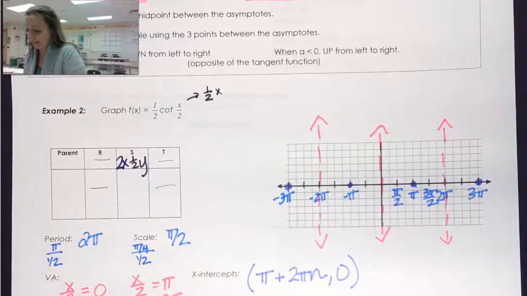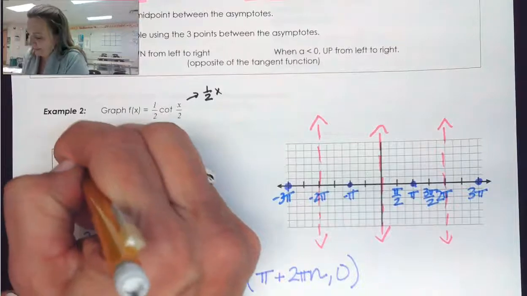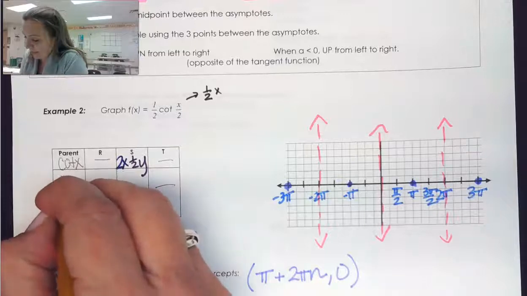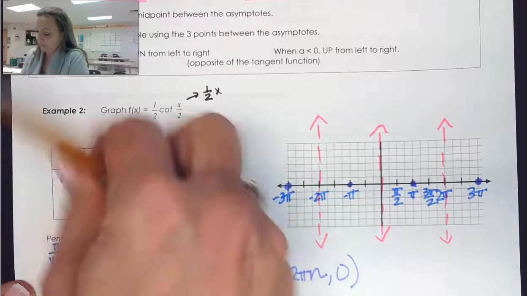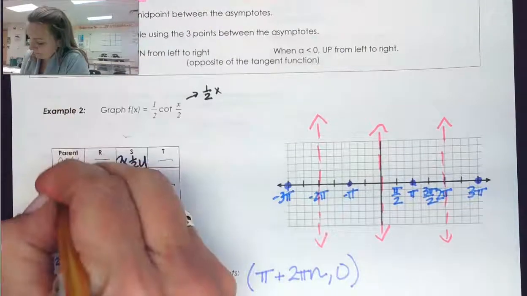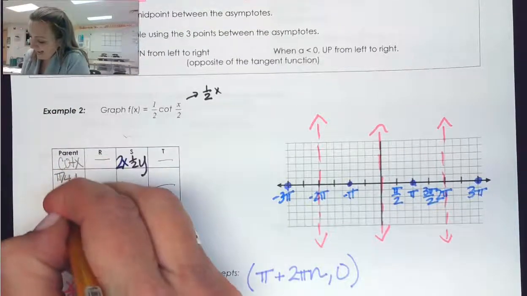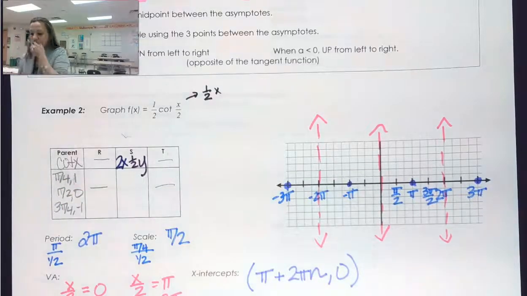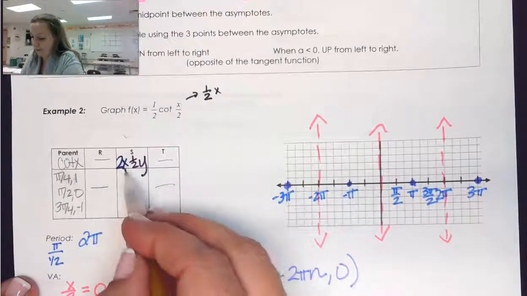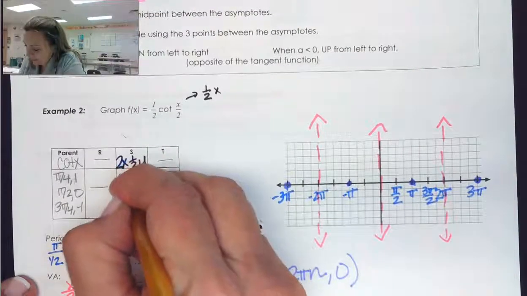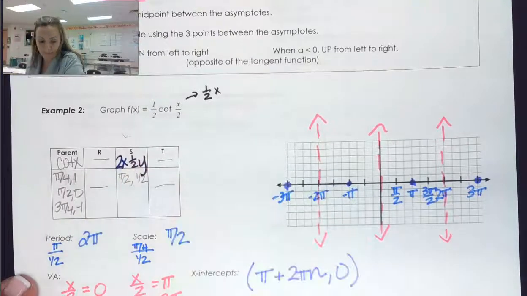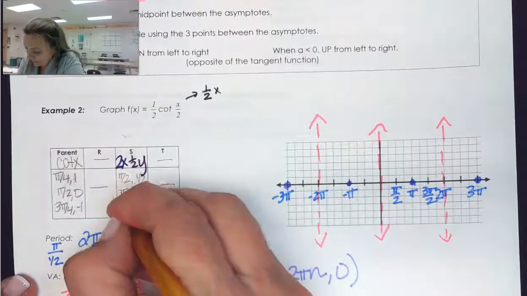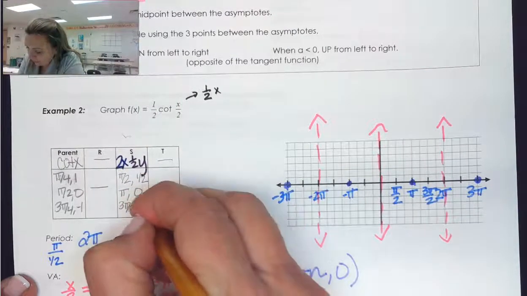So the parent function here is going to be cotangent x. And we would use the same points that we did in the parent function example. So we would use pi fourths and 1, pi halves 0, and 3 pi fourths -1. Then all we do is multiply the x's by 2 and cut the y's in half. Multiply the x by 2, cut the y in half, multiply the x by 2, cut the y in half.